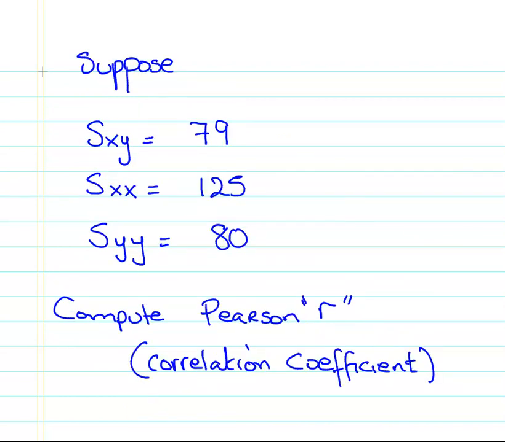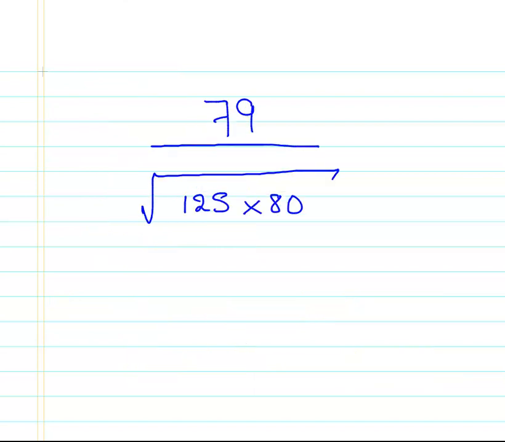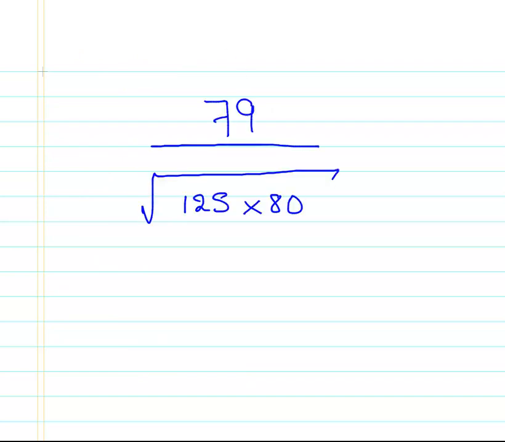So here's a little example. Suppose SXY equals 79, SXX is 125, and SYY is equal to 80. Compute the correlation coefficient, Pearson R. Let's have a crack at that.